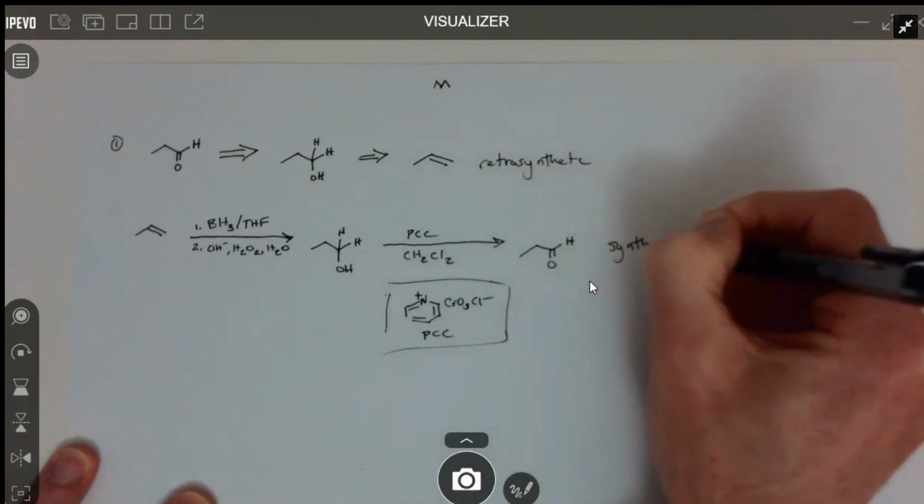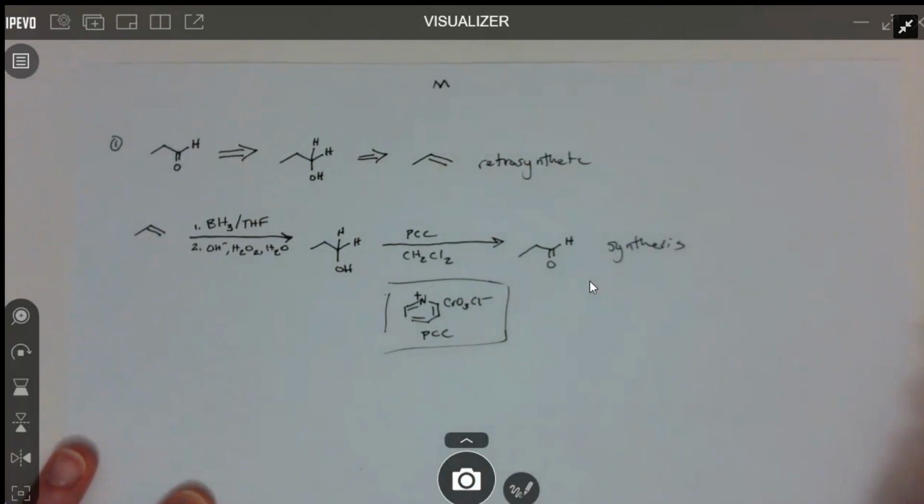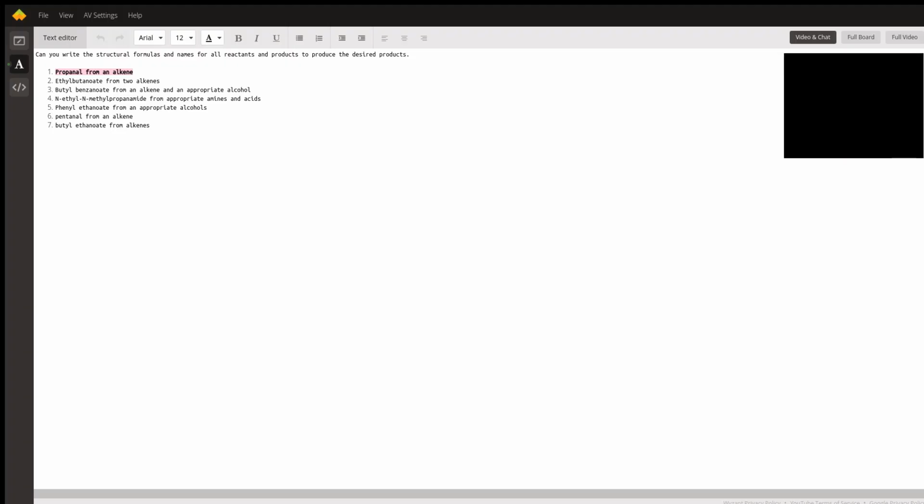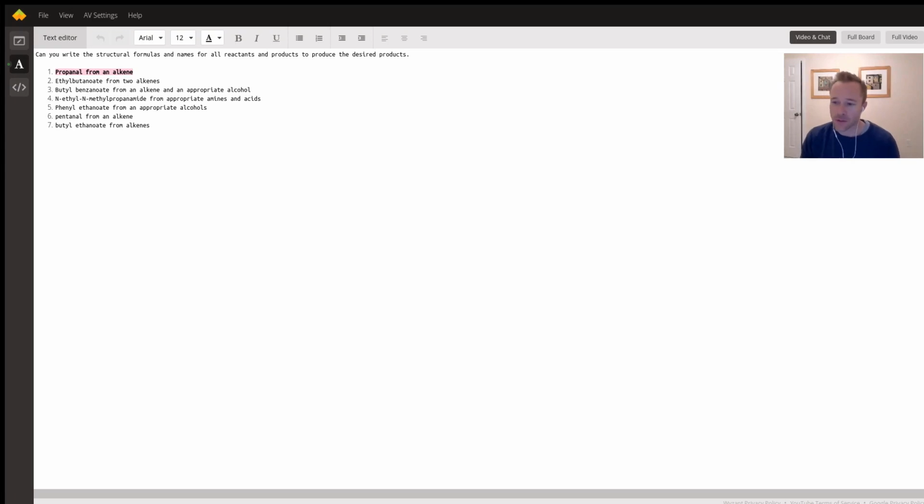All right, so here's the retrosynthetic analysis, where we go stepwise backwards, and here's the actual synthesis, where we put it all together with the appropriate reagents. You can see these do take some time and thought, and they require quite a bit of understanding of the reagents, and you definitely have to know some of the structural stuff, and knowing mechanisms goes a long way. So that's number one. That's propanal from an alkene, and I will post a series where I'll just work through these things and post them on there.